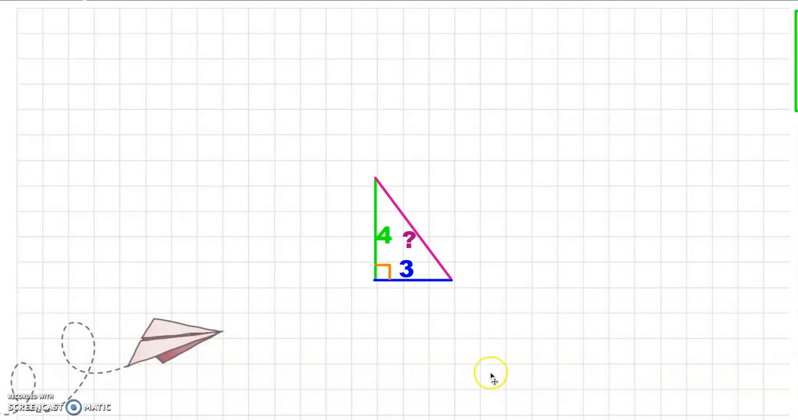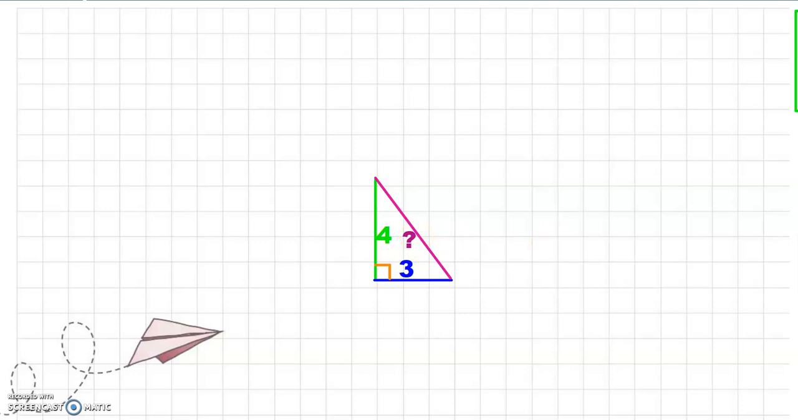Okay, so to start, I've got a triangle. It has a right angle. One of the sides is 3 units and one of the sides is 4 units. Now the two sides that we just discussed, the 3 and the 4, form the right angle, and we call those sides legs. So this is a leg with a length of 4 and this is a leg with a length of 3. Now, the long side that's directly across from the right angle is called the hypotenuse.